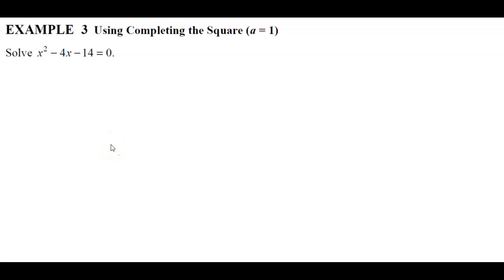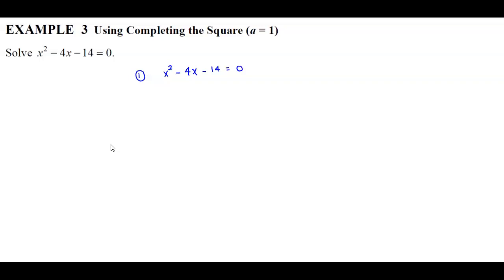Example 3, using completing the square when a is equal to 1. So let's go ahead and write this out. So a meaning that we have x squared minus 4x minus 14, which is equal to 0.